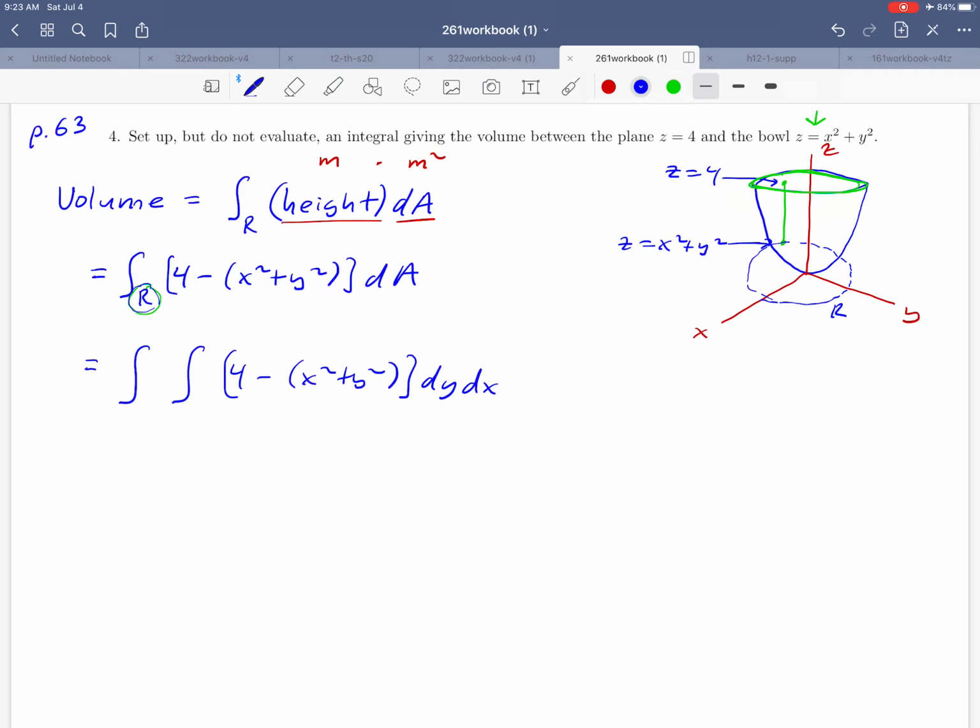And to figure that out, it really comes down to looking at this curve at the top and determining how wide that circle is, what its radius is. The thing to notice is that the green circle we highlighted is the intersection of our two surfaces, z equals 4 and z equals x squared plus y squared. It's a curve of intersection, and we can calculate that down below.